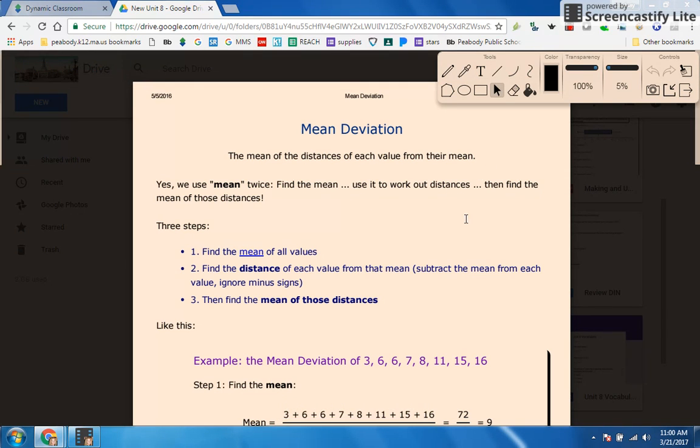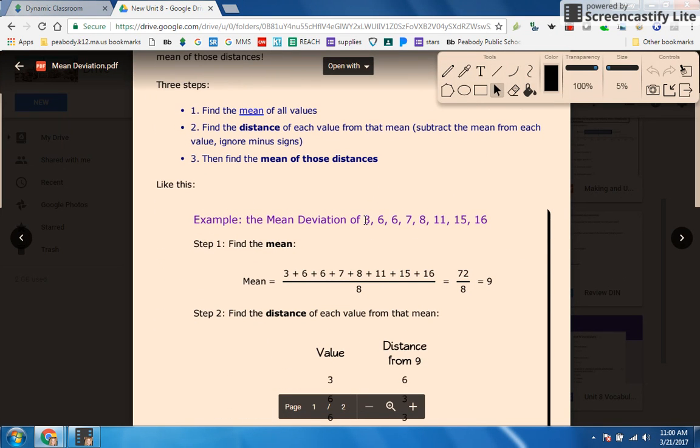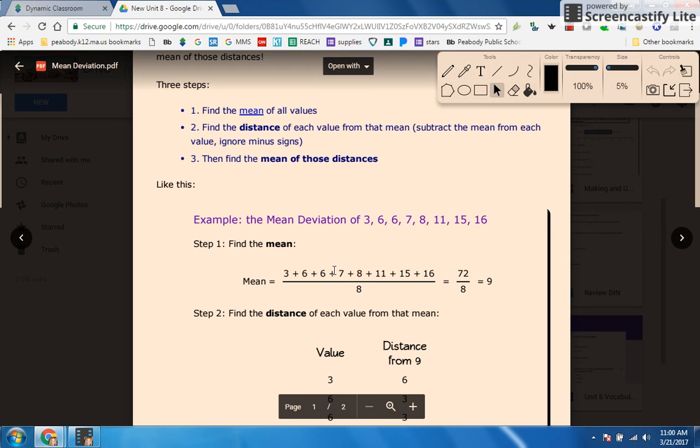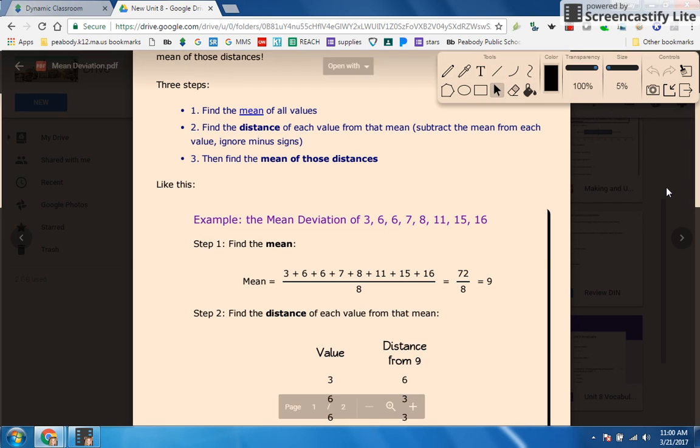So what you do is you find the mean of your data. So for this example, they're giving you this list of data. So step one is to find the mean. So they're just showing you that they're adding them all up and they're dividing it by 8 because there's 8 numbers. So when you add all these up, you get 72. 72 divided by 8 is 9. So that's the normal mean. Add them all up, divide by how many you added.